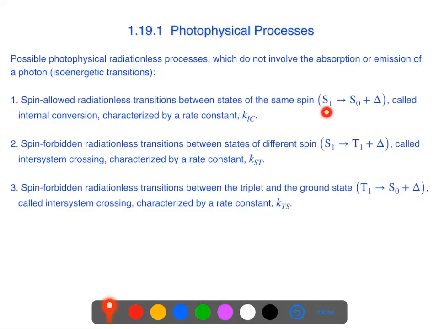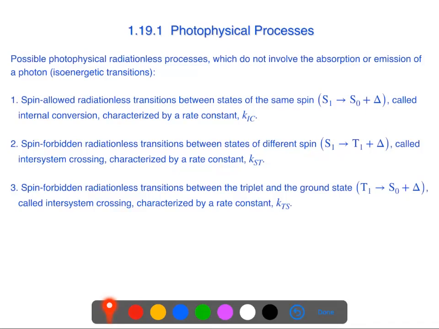So although the transition is between states of equal energy initially, we cross from the S1 into the S0 at a very high vibrational level of the S0. And so following that transition, we have rapid vibrational relaxation from some higher vibrational level to the lowest vibrational level in the S0. And it's that vibrational relaxation that results in the loss of energy in the form of heat.